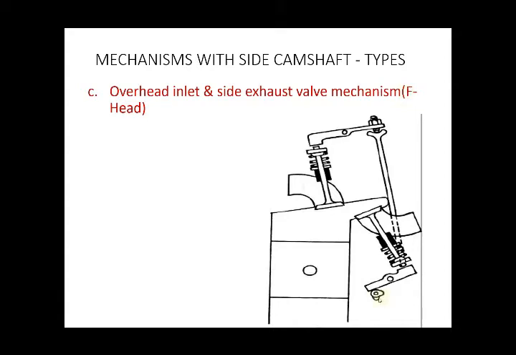So once again I will explain. First, when the cam is operating at this end, it will push this end upward, so that the exhaust valve is pushed inwards and opens up. When this end of the rocker arm is pushed upwards, it will push this portion and pull down this particular portion and open up the inlet valve. So that is the F-head engine.